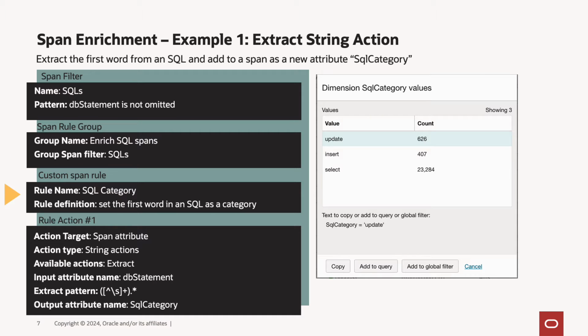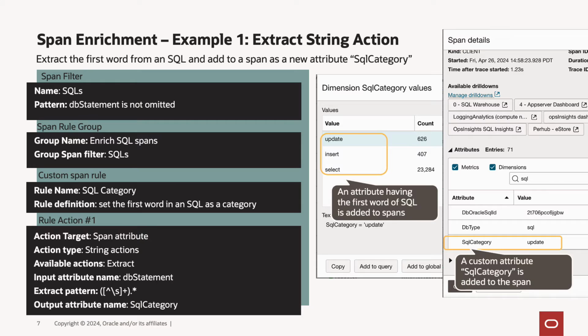Within that group, create a span rule. Set the rule name and definition of the rule. Then create an action. Here, a string action is used to extract a string based on the regular expression pattern. The name of the output attribute is SQL category. This will extract the first word of the SQL statement and create a custom attribute. You can use this attribute to filter or categorize the JDBC span to enhance your trace analysis experience. The attribute also appears in the span details view with the attribute name SQL category.